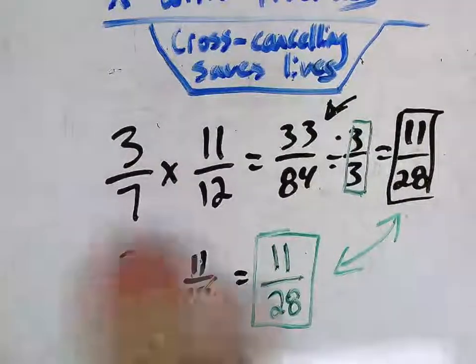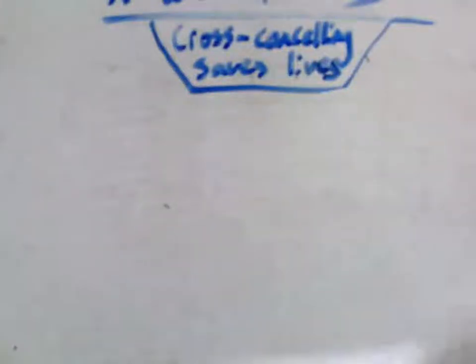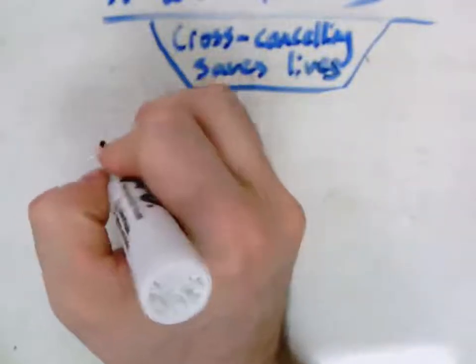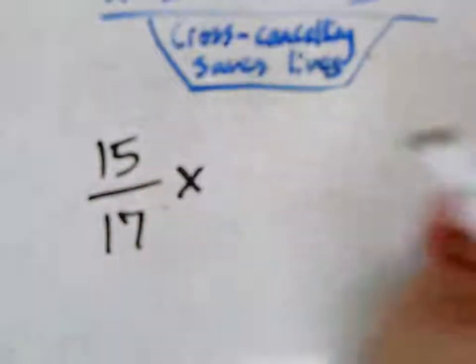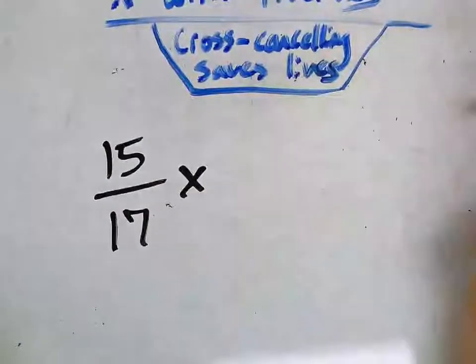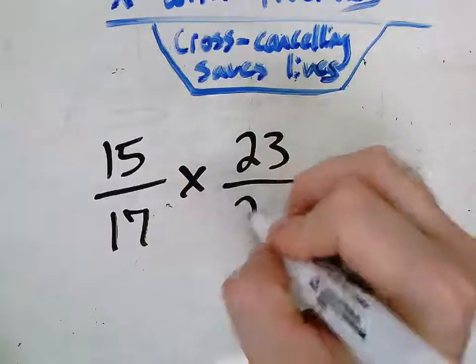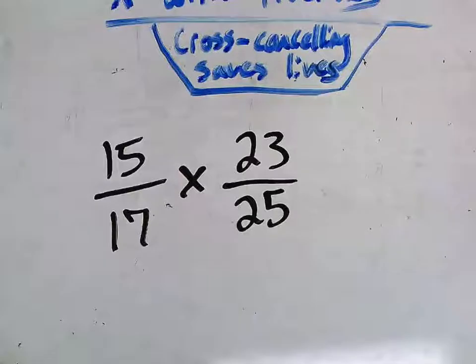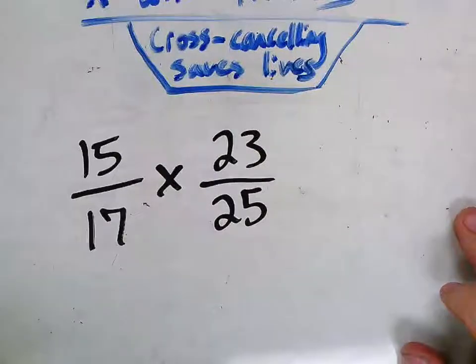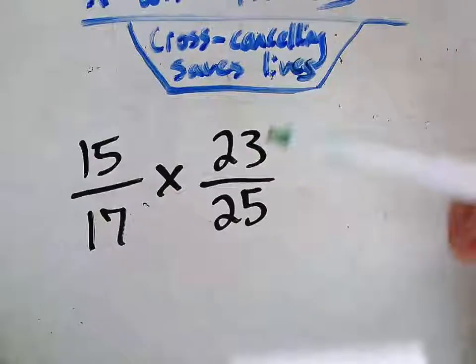All right, let's see another example, one that you absolutely would want to be able to cross-cancel early. 15 over 17, terrible, times, oh, let's pick something else that's awful, 23 over 25. Now, I'm not guaranteeing that this problem is going to be easy, but I am guaranteeing that we can make it easier. So, with cross-canceling, what we do is we look for terms.